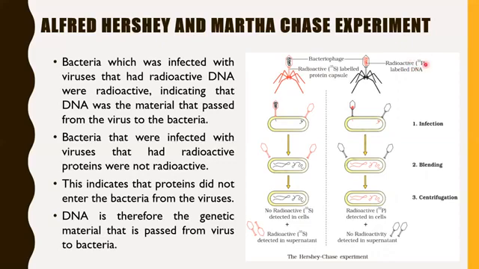P32 medium. Phosphorus will be there in the DNA. So here the DNA is radio labeled, and here the protein coat is radio labeled because sulfur is found in the protein coat. And such bacteriophages are allowed to infect the separate bacterial cells.